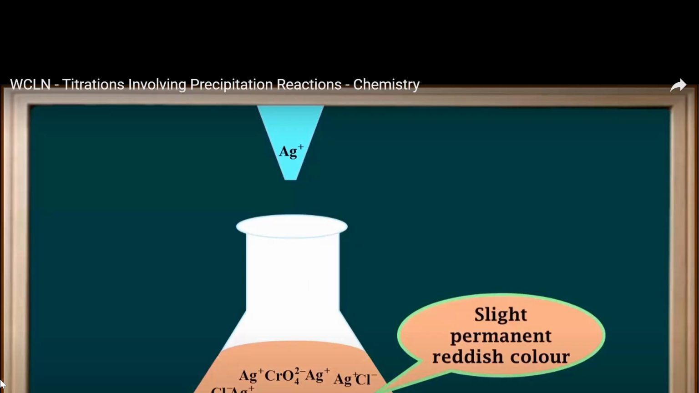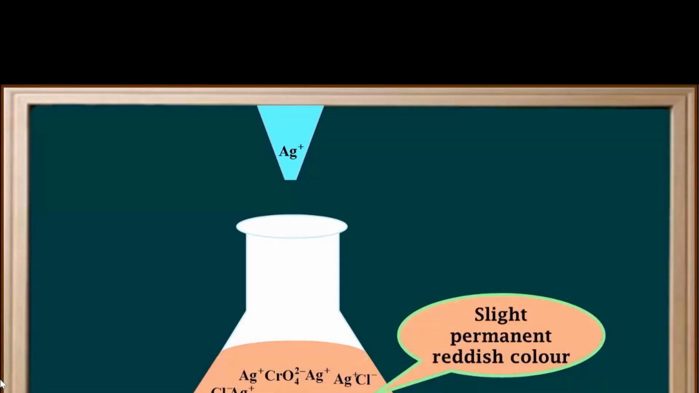Does this remind you of what happened when you were doing your titration? It would turn a little bit pink, and then you'd swirl it and the color would go away, and then you'd swirl it and the color would go away, and eventually the pink color stayed because you had reacted all of the acid. In this case, we've reacted all of the chloride. So we have that permanent reddish color. We say the solution has turned a slight permanent reddish color.